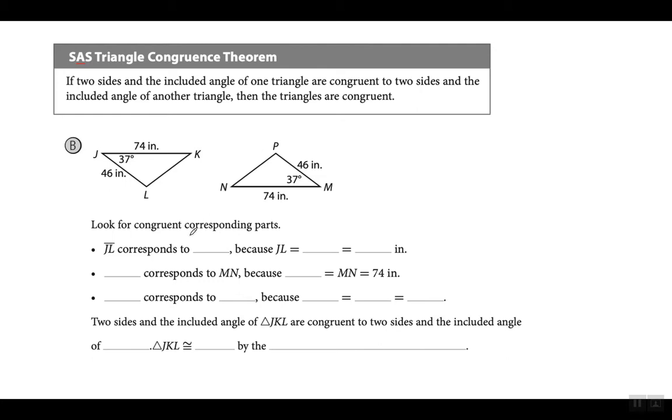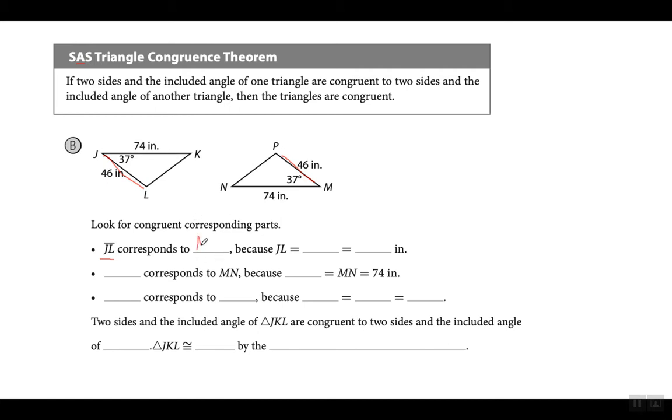All right, let me fill in the blanks. Look for congruent corresponding parts. So segment JL corresponds to which segment? All right, JL is the one that has 46 inches long. So it goes with this one, which is 46 inches long. And I would write it in this order, MP.